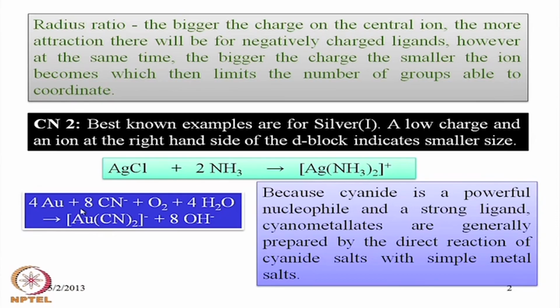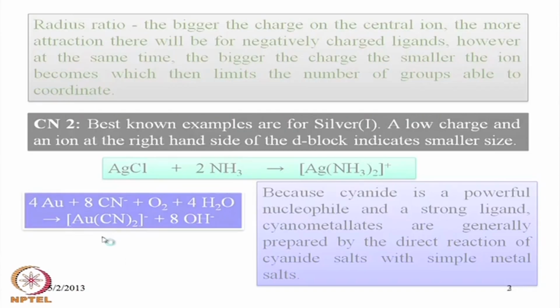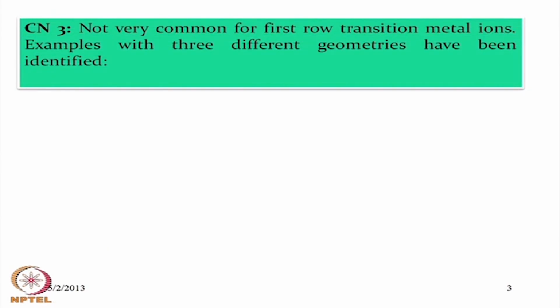Some impure gold can be treated with this and it can be leached out as the salt, and followed by reduction again back to the elemental gold can give rise the pure variety of gold in our hand.